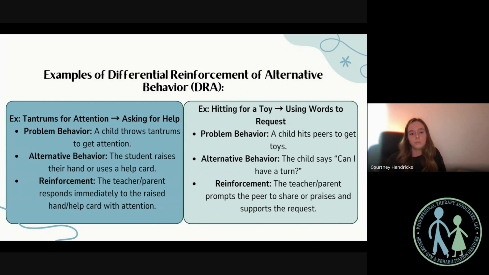Another example would be hitting for a toy. We can alternate that to using words to request. The problem behavior is a child hitting a peer to get toys. The alternative behavior is the child asking, "Can I have a turn?" And reinforcement is the teacher or parent prompting the peer to share or praise and support their request.